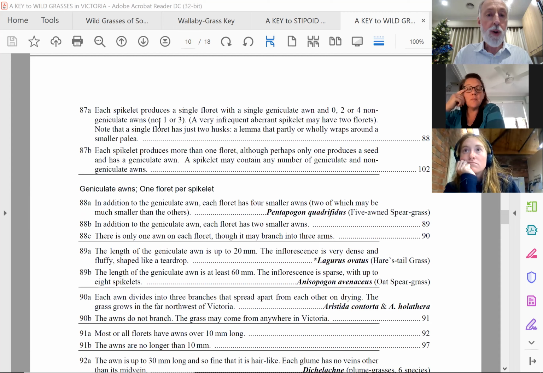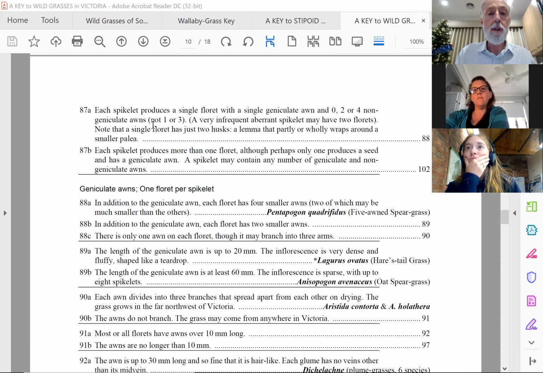87A says each spikelet produces a single floret with a single geniculate awn and 0, 2 or 4 non-geniculate awns. Well, my floret has a single geniculate awn and no non-geniculate awn, so that's a 0 bit. That was the first test that I gave you for a speargrass or a needlegrass out at Toolern Vale, wasn't it? That was step 1 in the 4-step process. So we've got the 1 seed inside each pair of glumes, whereas 87B says that each spikelet produces more than 1 floret. So we go to 88.